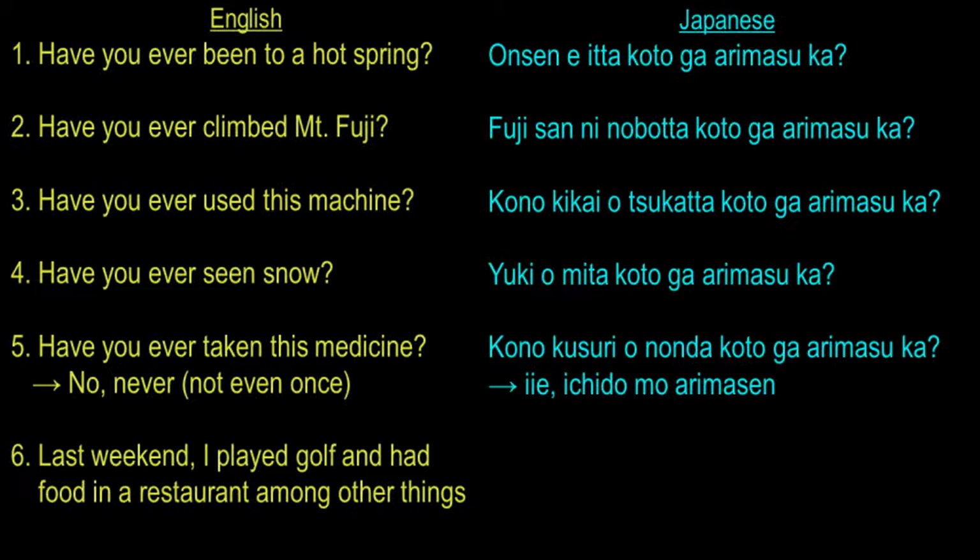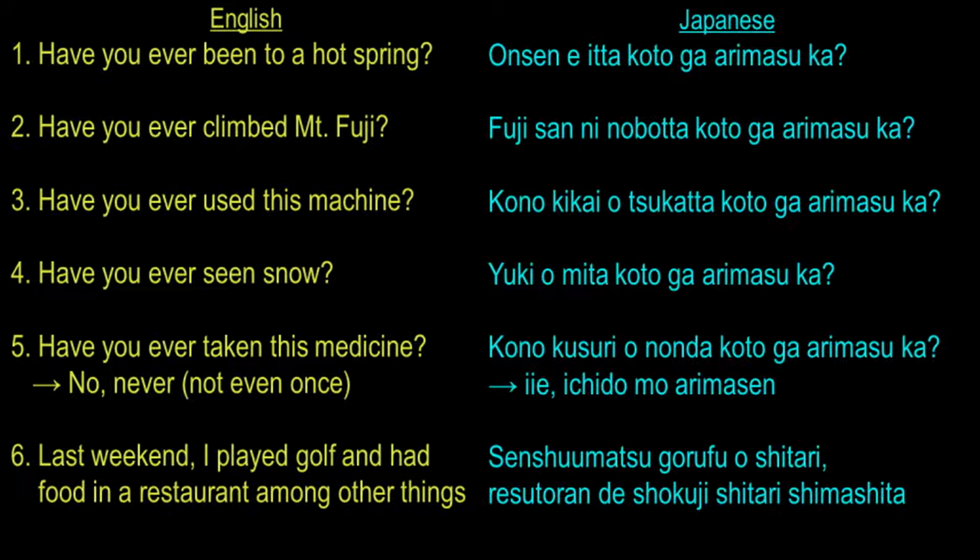Let us go to the last sentence. Last weekend is senshumatsu. To play golf is gorufu shimasu. And to have food or meal is shokuji shimasu. Since there are only two representative actions among many other activities, we have to use the sentence pattern V1-tari, V2-tari, shimashita. So the translation will be senshumatsu gorufu o shitari, restaurant de shokuji shitari, shimashita. I'm sure now you will be able to use the ta form without any difficulty.